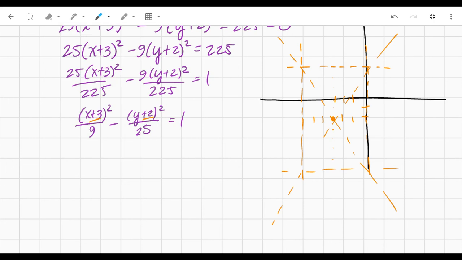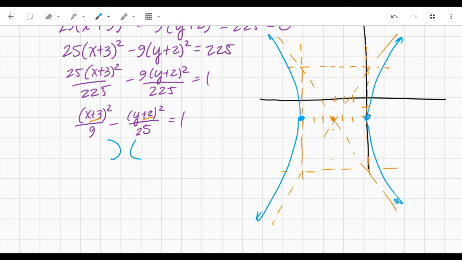Since x is first, it's going to be shaped like this. So one vertex here, one vertex here, and hug the asymptotes. There you go. Okay. All right.